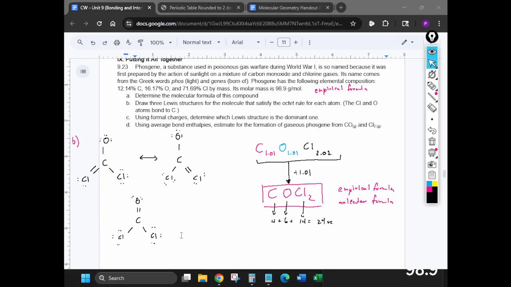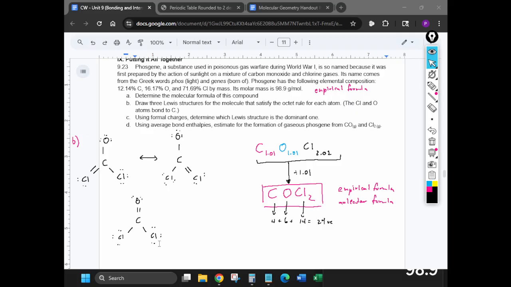All right, so there are 3 possible Lewis structures. 2 of them go into resonance with one another. So if you take a look, you have to have carbon in the middle, and then you can have a double bond with either of the chlorines. So that's your 2 resonances right there. And the oxygen has its lone pairs.